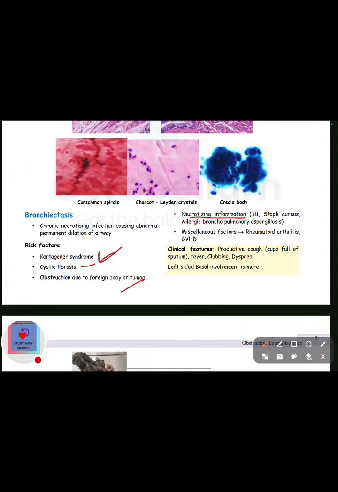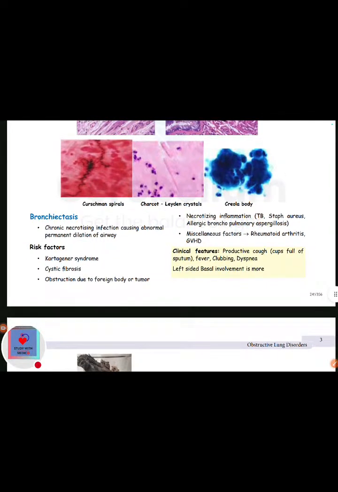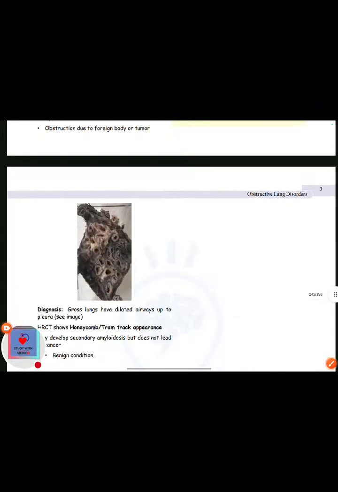Necrotizing inflammation like TB, Staph aureus, allergic bronchopulmonary aspergillosis, fungal infection. Miscellaneous factors: rheumatoid arthritis and GVHD. Clinical features: there is a productive cough, so much cough, a cup full of sputum. Fever, clubbing, dyspnea. Left-sided basal involvement is more.